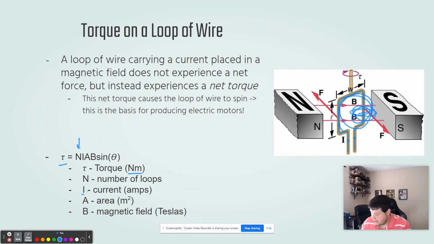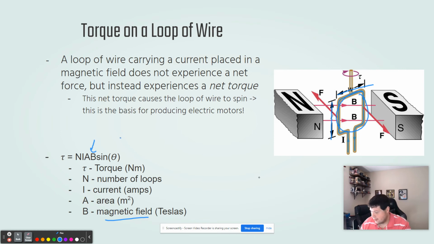It then depends on I, the current, which we've seen before, and then A here. This A is not amps. This A is the cross-sectional area of that wire, so how big this wire is in terms of area. So you take the length and the width of that one if it was a square and use that for your area. If it was a circle, you'd use pi r squared. And then finally B is the magnetic field, which we've seen before measured in Teslas. And of course this one has an angle.